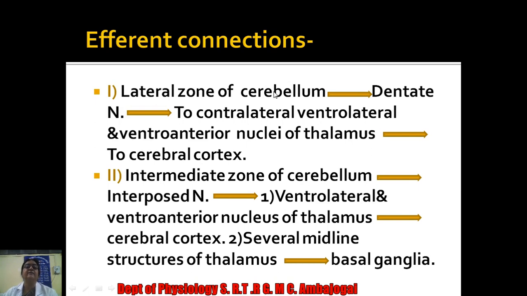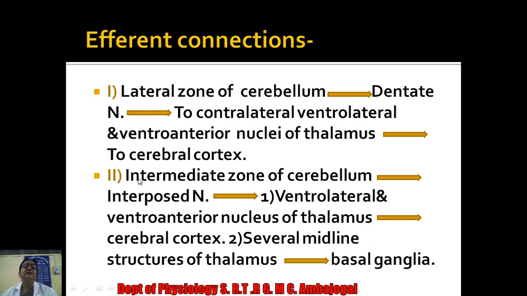Here, first we will see the connections of the lateral zone of the cerebellum. The information from the lateral zone of the cerebellum is carried via the dentate nucleus. From this dentate nucleus it is transmitted to the contralateral ventrolateral and ventroanterior nuclei of the thalamus. It is relayed into the ventrolateral and ventroanterior nuclei of the thalamus of the opposite side, and after that it sends the information to the cerebral cortex, mainly to the motor cortex.